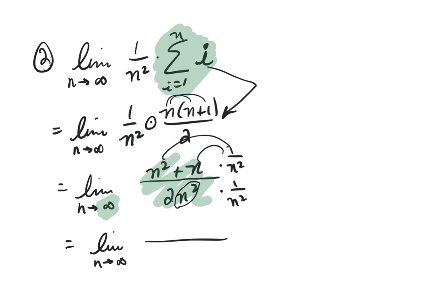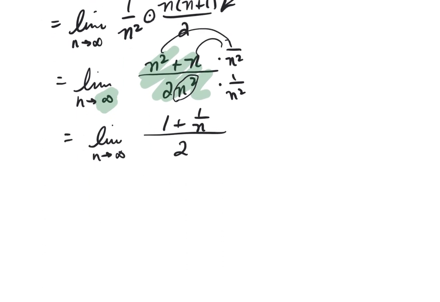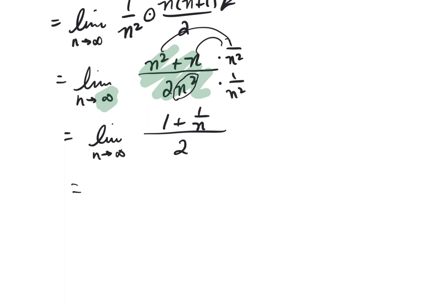And then we distribute up top. 1 over n squared times n squared is 1. 1 over n squared times n is 1 over n. And 1 over n squared times 2n squared is 2. Everywhere you still see an n, replace it with infinity. Now we're evaluating the limit by everywhere we see an n, replacing it with infinity.